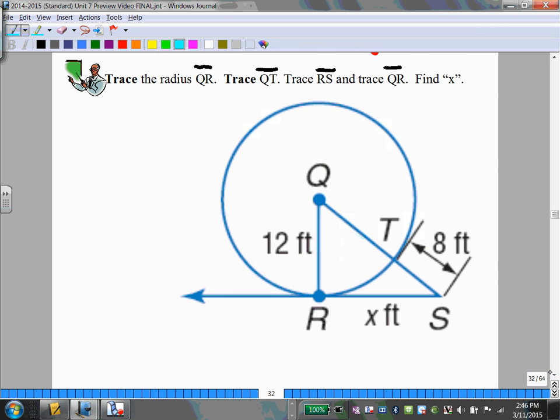Take a look here. Q is the center. Let's trace QR, the radius. Now trace QT, the radius. Do you see those are equal? Because they're radii, so mark them equal. Always mark your radii equal. So right off the bat, bring that 12 feet over. Why? Because all radii are the same length.